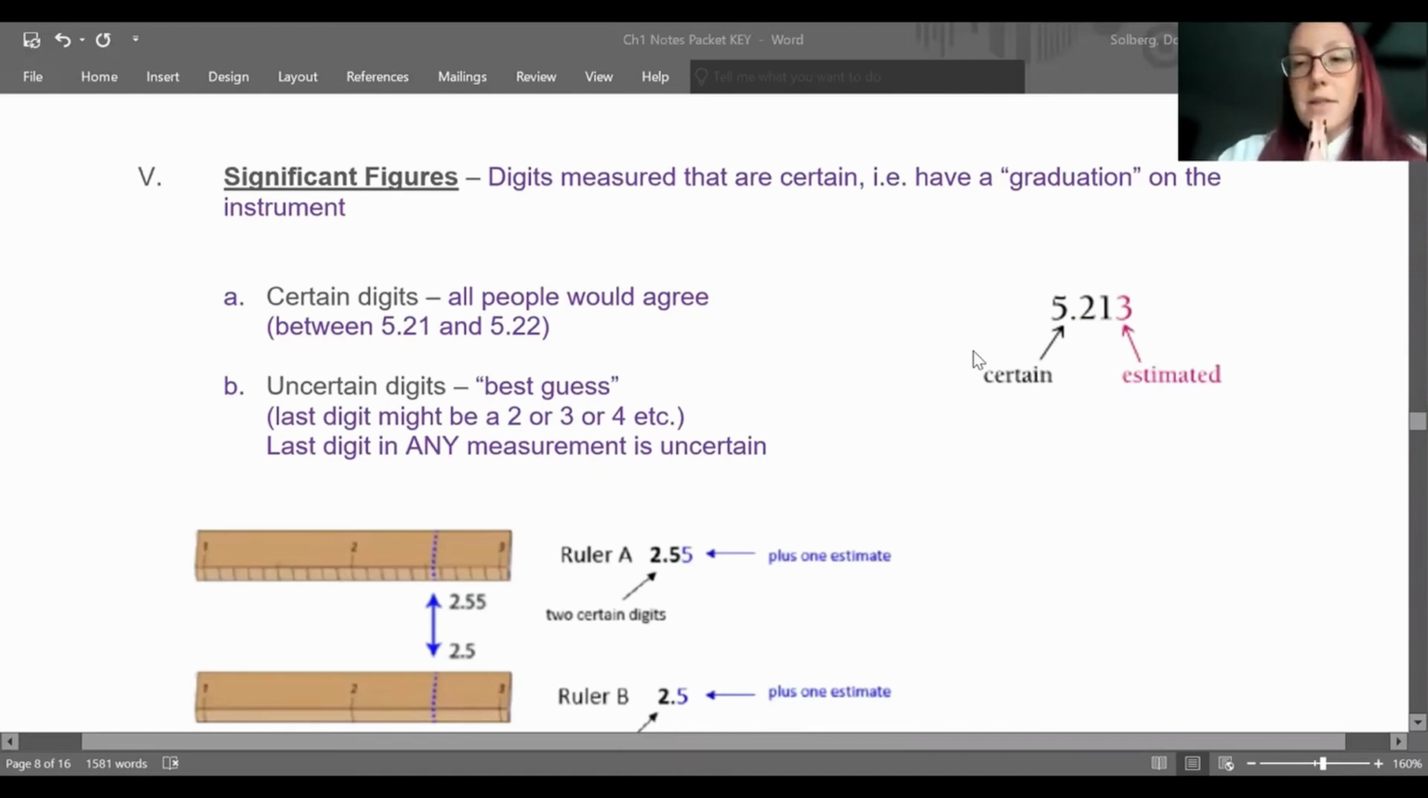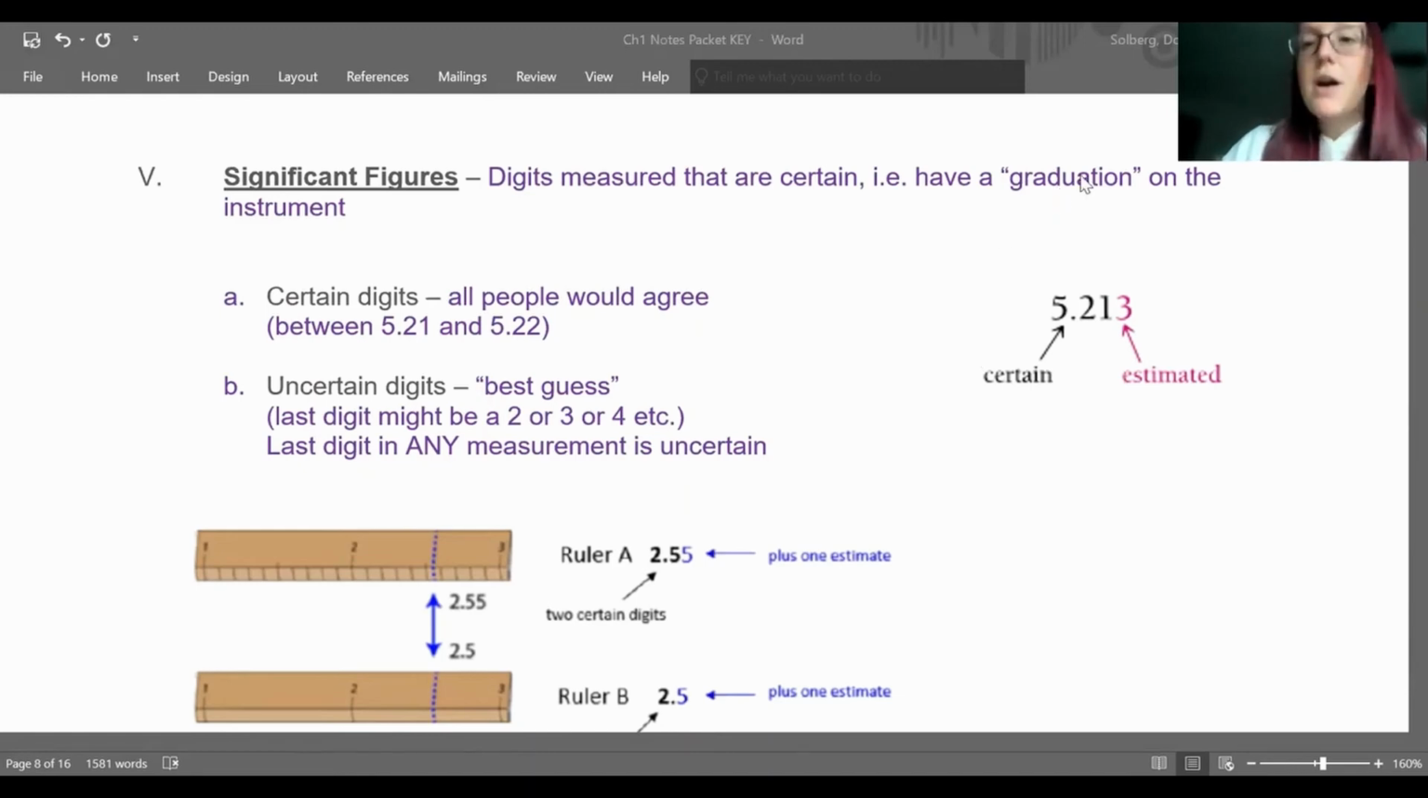Any measured number, like I was mentioning before, has some degree of uncertainty to it. We are not 100% sure of all the digits in a measured number. So we need to count what are called significant figures. If you break that word down, significant means important, right? So which numbers, which figures are important? Those are the digits measured that are certain or have a graduation line on the instrument, plus 1 estimated digit. So this right here is a measurement. Say I measured a piece of wood and it was 5.213 centimeters. Well, I know for certain the 5, the 2, and the 1, and the last number is estimated always.